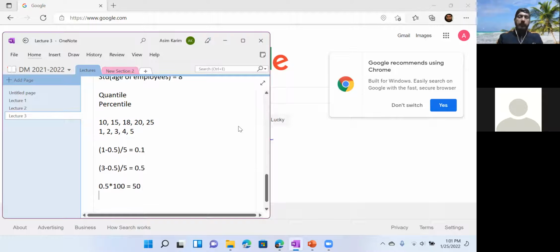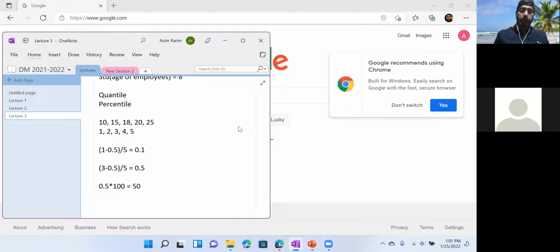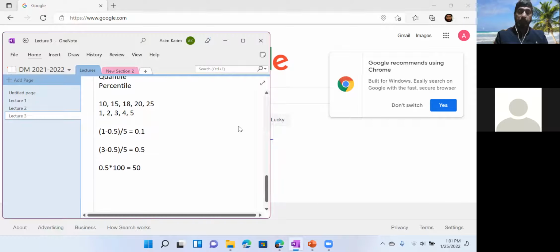So what does this 50 mean? 50 basically means that 50% of the data, or the values of this attribute, lie below or equal to, below or equal again is a choice that you have to make, if you want to add that equality or not, below this particular value.